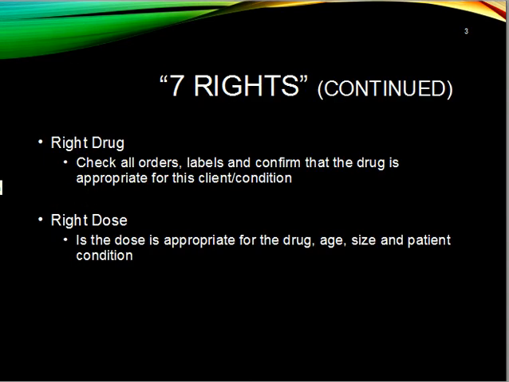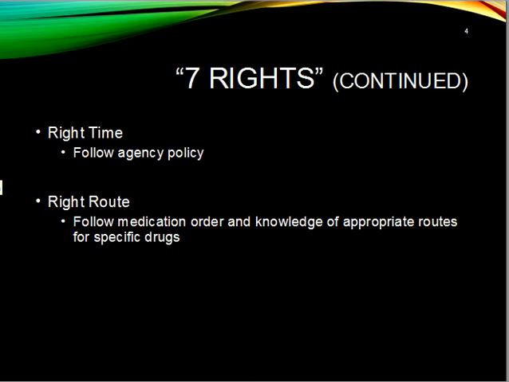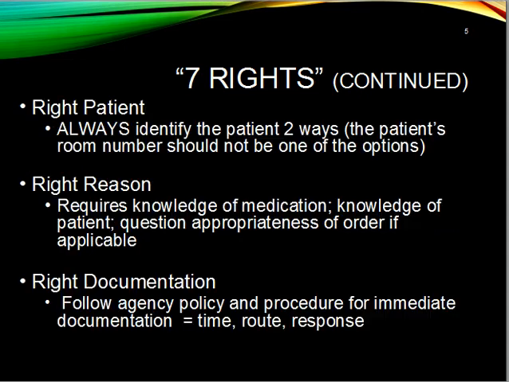The 7 rights. First one we're going to discuss is right drug. Check all the orders, labels, and confirm that the drug is appropriate for this client. Right dose. Is the dose appropriate for the drug, age, size, and patient condition? Right time, and follow the agency's policy. Right route. Follow medication order and knowledge of appropriate routes for specific drugs.